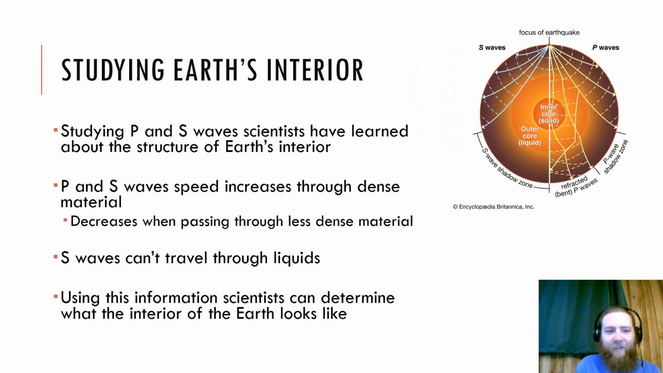So by studying Earth's interior, by using earthquakes, we can study Earth's interior. Most of what we know about the inner core, the outer core, the mantle, is because of the patterns of waves and how they travel through Earth. P and S waves speed increase when they go through dense material. They decrease through less dense. S waves can't travel through liquids. That's really important when we talk about our outer and inner core. And using this information, we can talk about some zones of the Earth and how these waves move through them, and kind of determine what the inside of the Earth looks like.